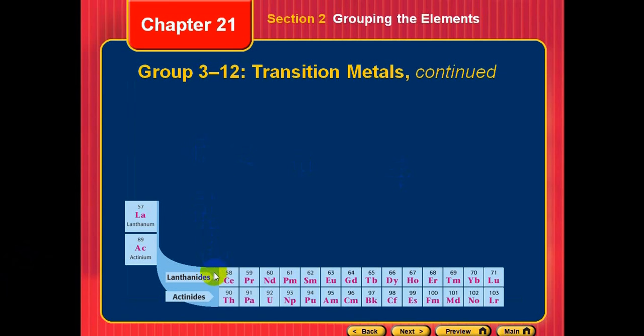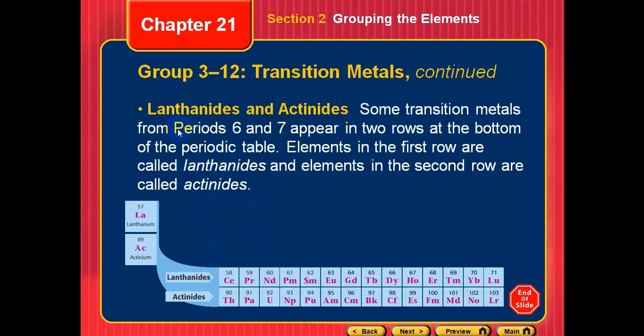So now we will move to the two groups of transition metals, but they are located under the periodic table: lanthanides and actinides, periods 6 and 7. Some transition metals from periods 6 and 7 appear in two rows at the bottom of the periodic table. Elements in the first row are called lanthanides, and elements in period 7 we call actinides. We put them under the periodic table so they don't make the periodic table so wide.